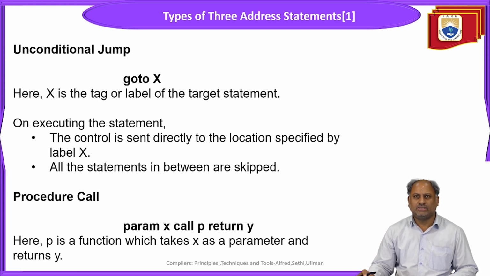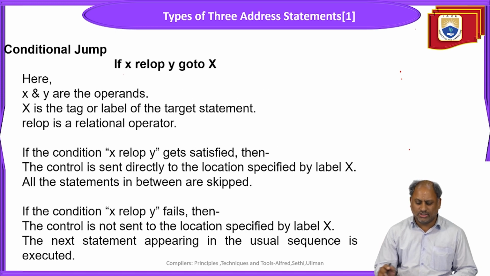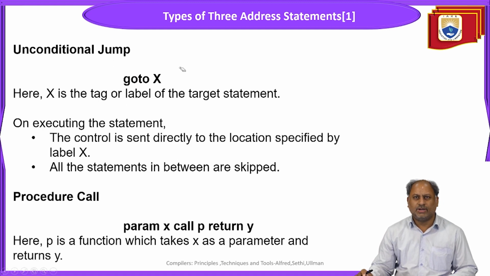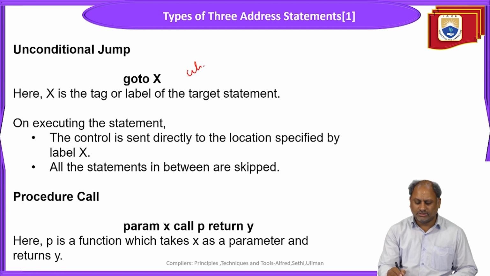Another one is the unconditional jump. That means we are not going to verify any condition. In the previous case, we verify with some operator and check whether the condition is true or false. But here we are not checking whether it is true or false. It is simply go to x, and control is sent directly to the location specified, x. It doesn't check anything like the previous x less than y. All the remaining statements are skipped, and then it executes from x.